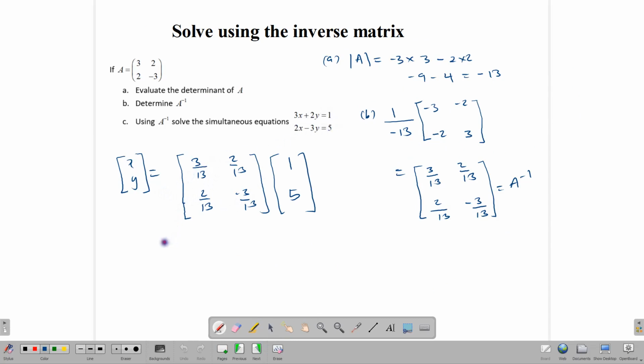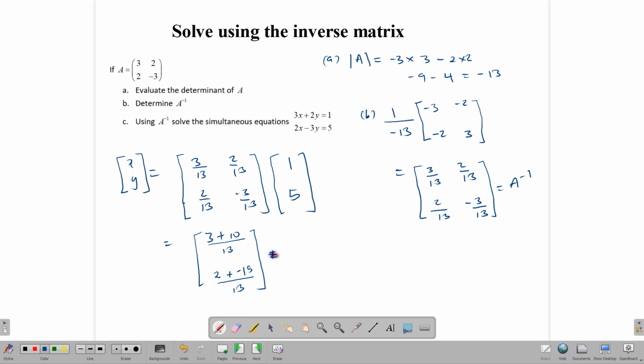Now, let's multiply this. So 3 times 1 gives us 3 plus 2 times 5. 1 times 3 is 3. 2 times 5 is 10. All of that over 13. And 2, this row times that. 2 times 1 is 2. Plus negative 3 times 5 is negative 15. All of that over 13.